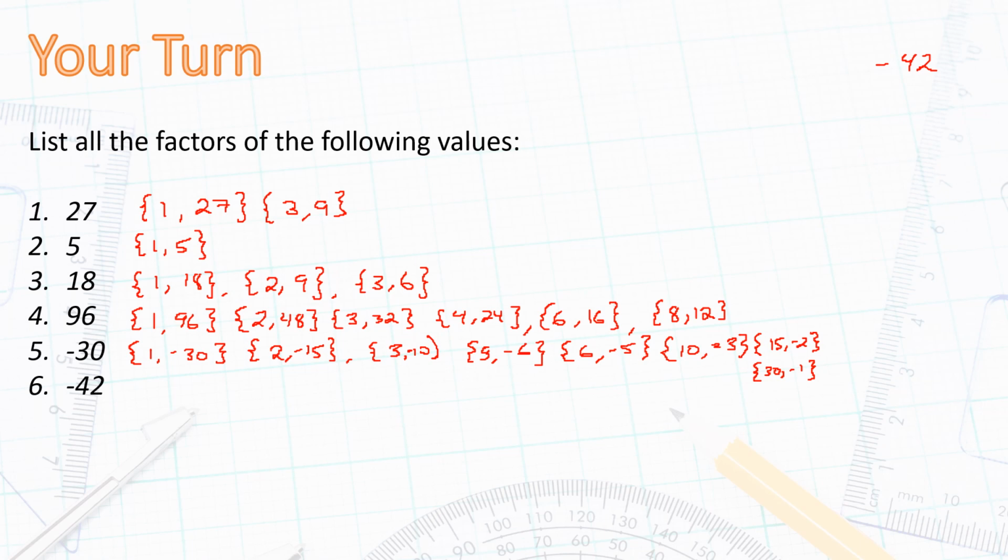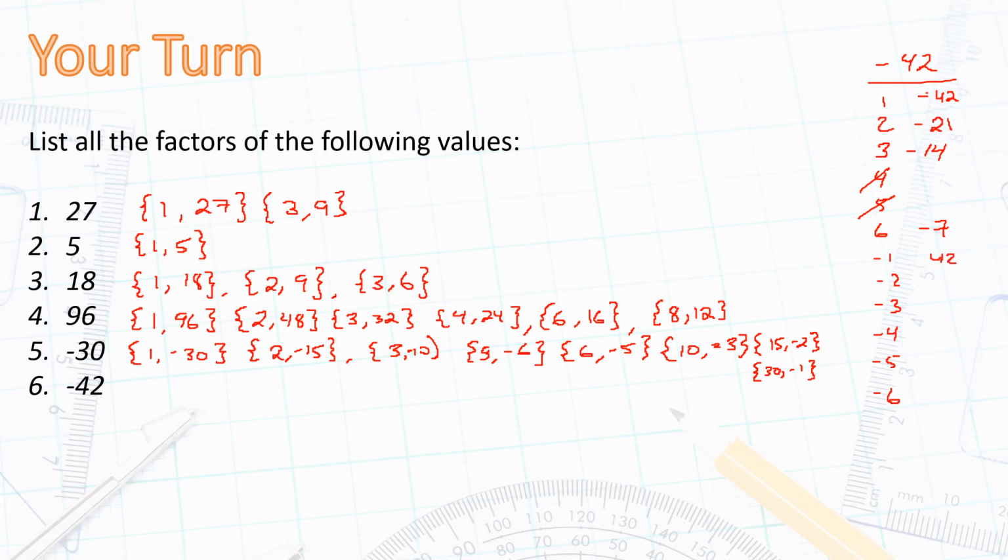The square root of 36 is 6, the square root of 49 is 7, so we're going to test up to number 6. And then we'll have to do the negatives as well. So minus 1, minus 2, minus 3, minus 4, minus 5, and minus 6. So 1 times minus 42, 2 times negative 21, 3 times negative 14. 4 does not go into it because 4 goes into 40. 5 does not go into it. 6 times minus 7.